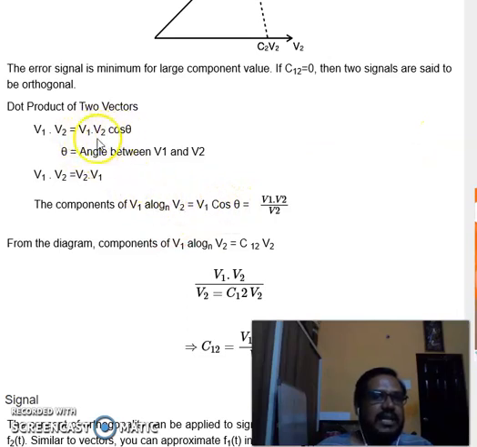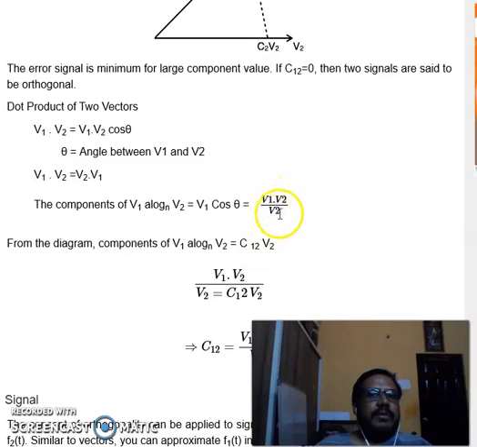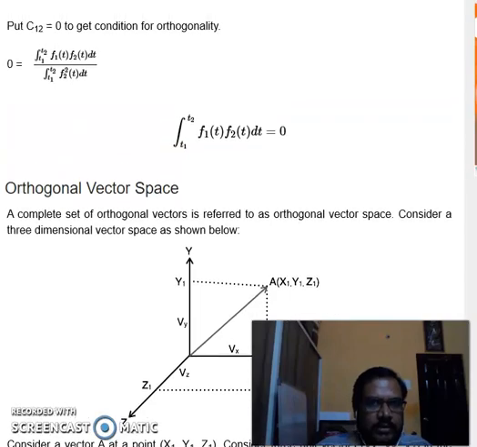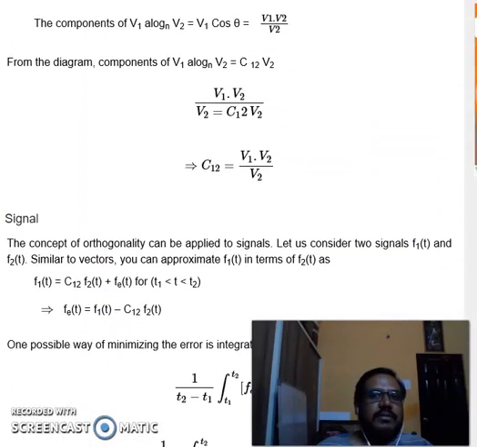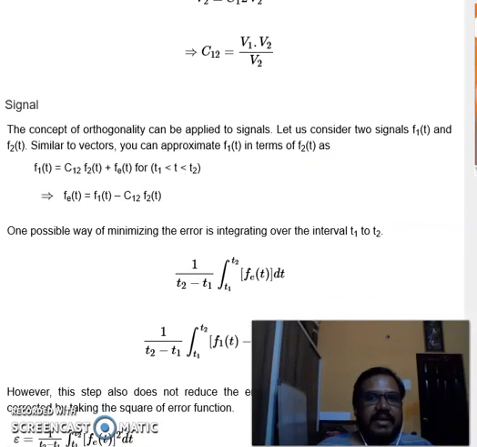V1 cos theta is nothing but V1 dot V2 by V2. But what is the component of V1? C12 times V2 is the component, so C12 is equal to V1 dot V2 by V2. Now C12 will be equal to V1 dot V2 by V2 square. Okay, so that is the vector concept.